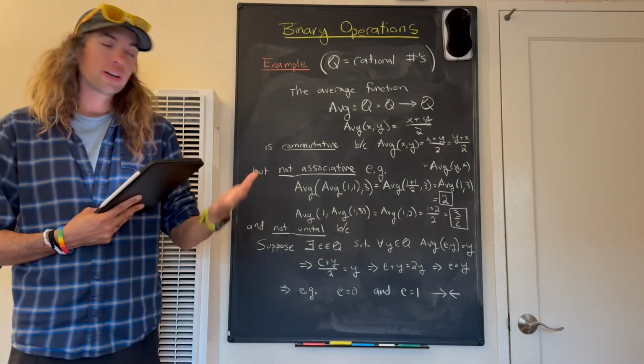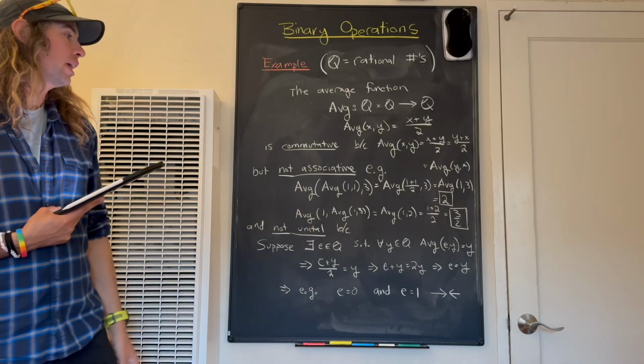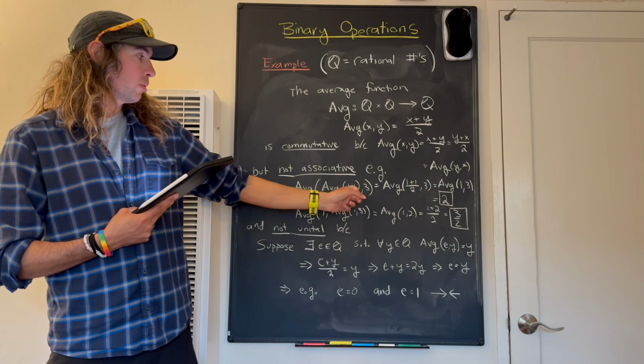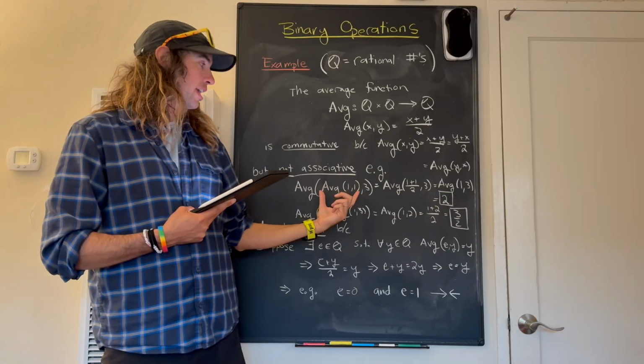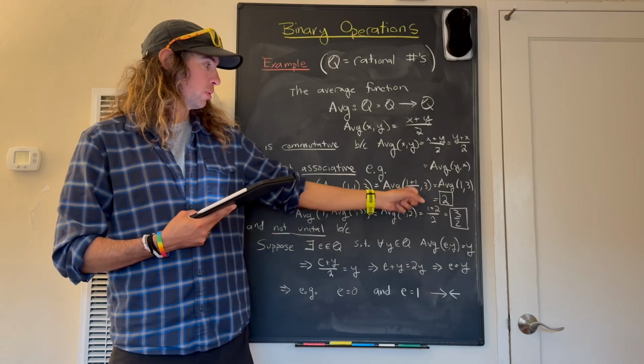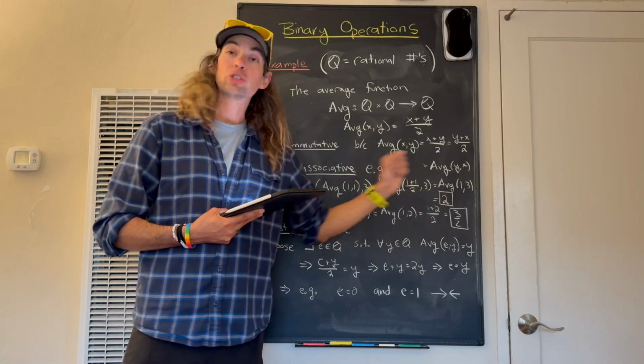Why is it not associative? So here again, let's write down some witnesses to non-associativity. If I just do 1, 1, and 3: if I take the average of 1 and 1, and then take the average of that with 3, that's the average of (1 plus 1) over 2, and 3, which is the average of 1 and 3, which is 2.